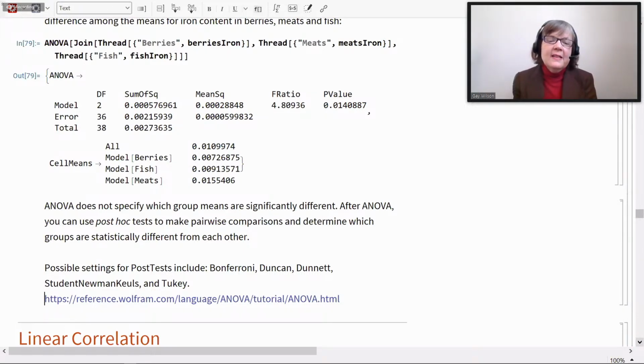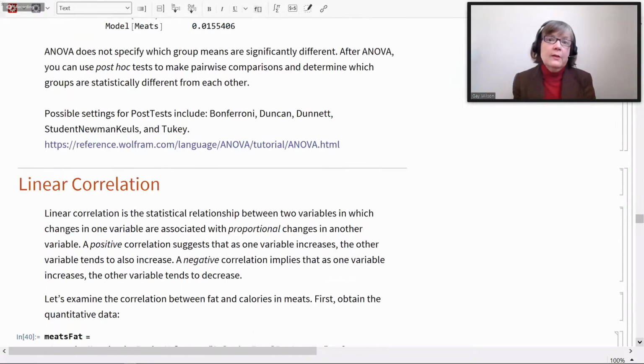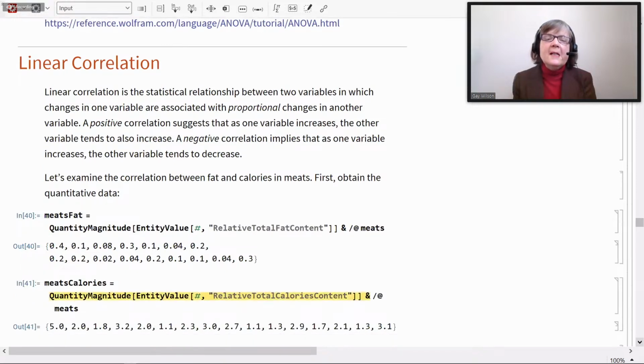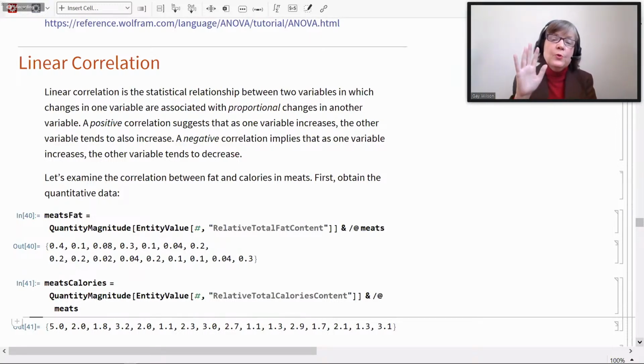Okay, so let's get down to correlation, linear correlation next. As you probably know, and many of you have probably already done research on correlation, that's when there is a statistical relationship between 2 variables in which a change in one variable is associated with a proportional change in another variable. Proportional is the key word. A positive correlation says as one variable increases, the other variable tends to also increase. With a negative correlation, as one variable increases, the other variable tends to decrease. So they go in opposite directions.